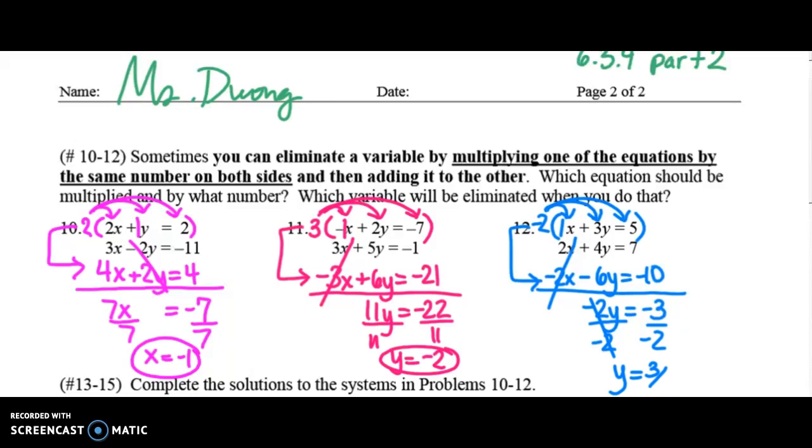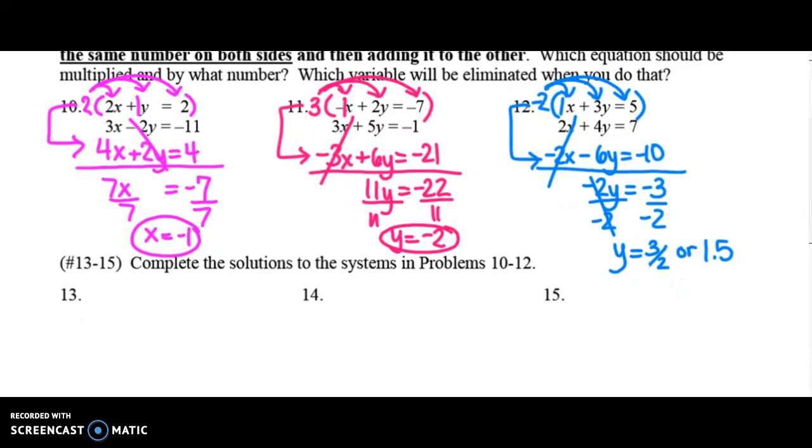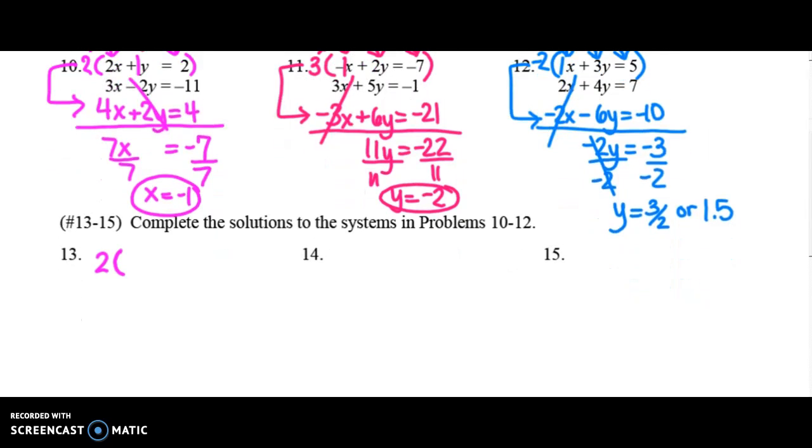7 and negative 10 make negative 3. And guess what? I've got a fraction. But I can deal with it because negative 3 divided by negative 2 is a positive 3/2 or 1.5. And that's a pretty easy one to deal with. At least it's a terminating decimal and not one of those repeating decimals where we tend to lose ourselves when we're approximating.